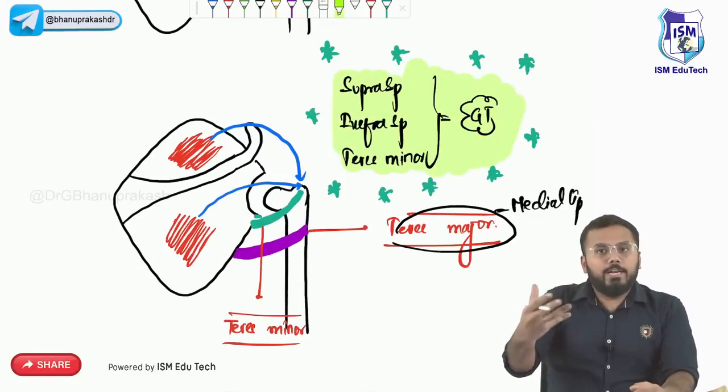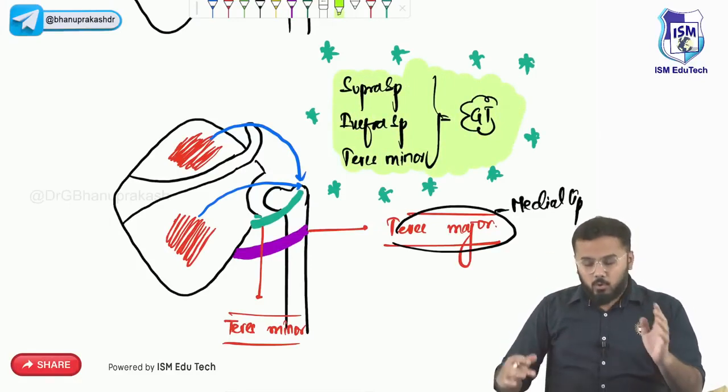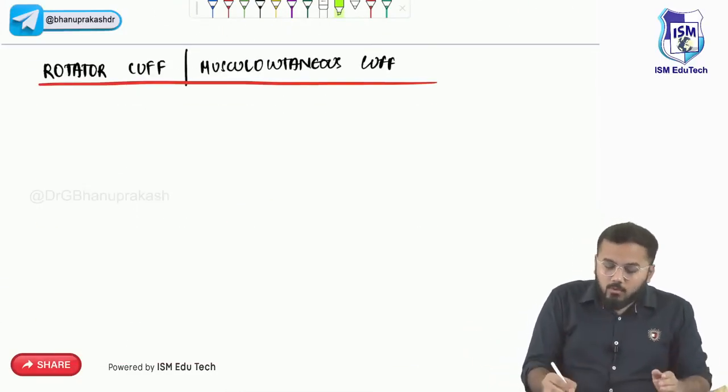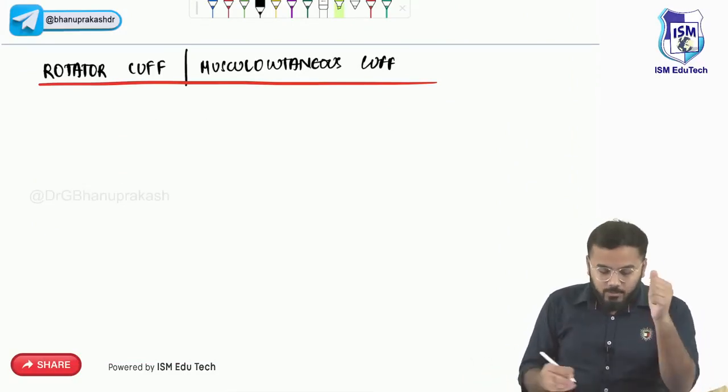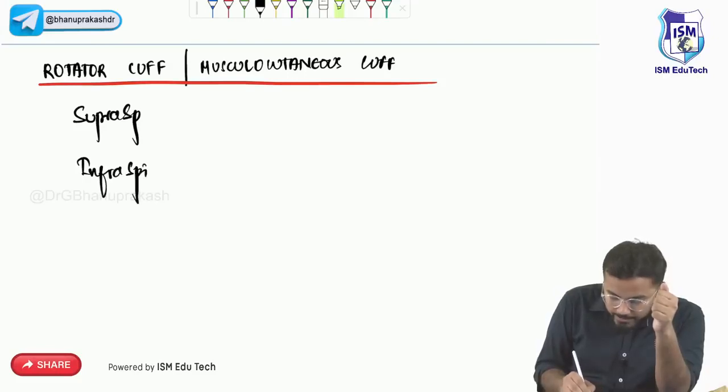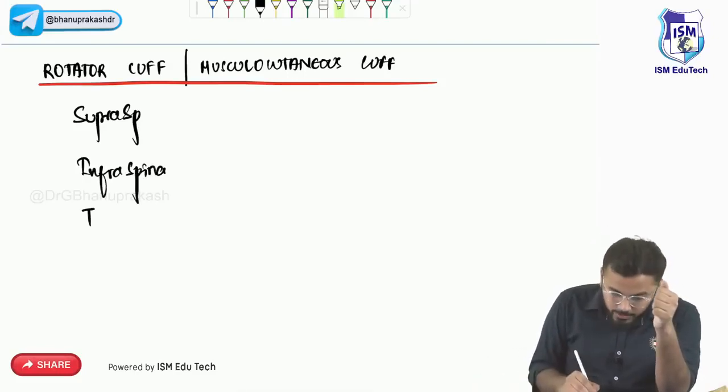Now, what are rotator cuff muscles? All of you might have known that this is a famous question, right? Need not to tell, because you know this. What are the rotator cuff muscles? So, we have got supraspinatus. We have got infraspinatus. Okay? We have got teres minor. We have got subscapularis.